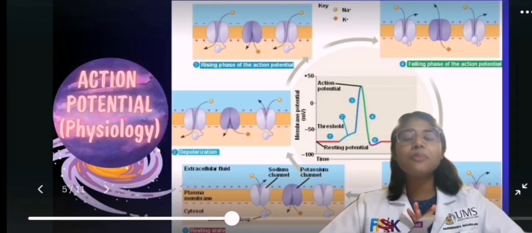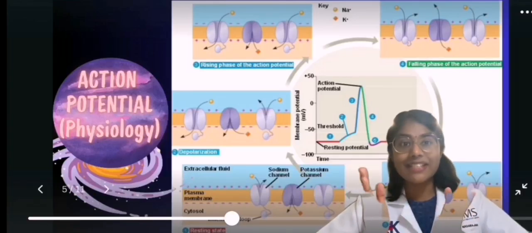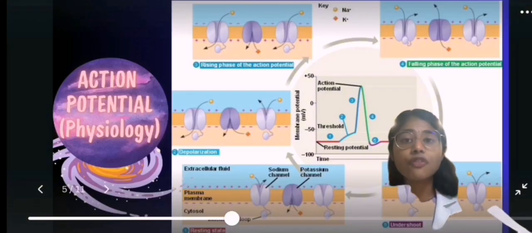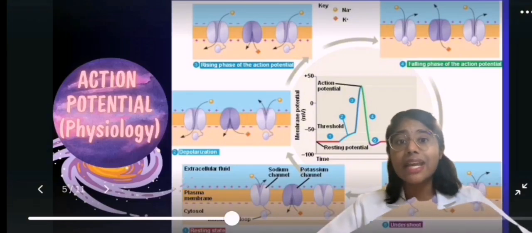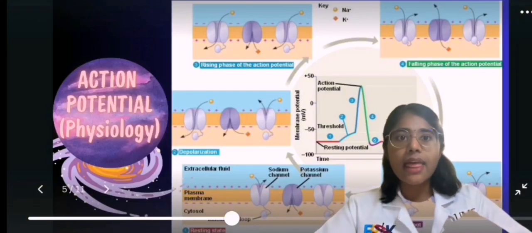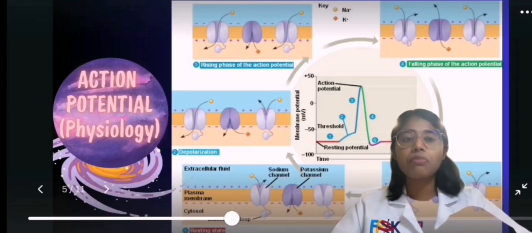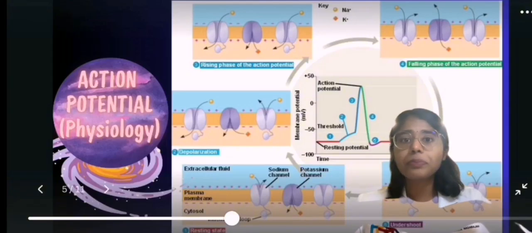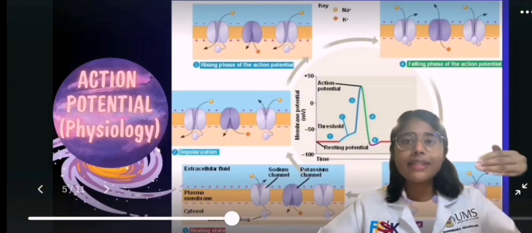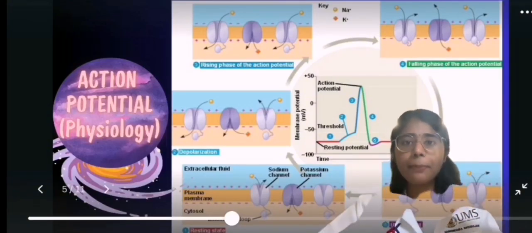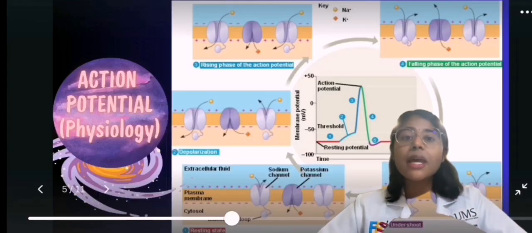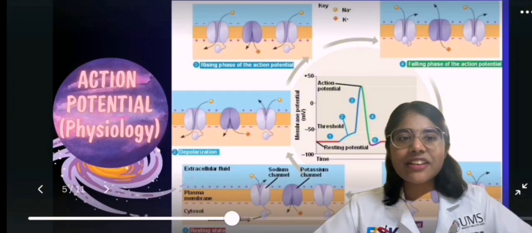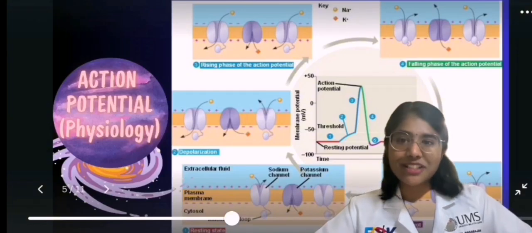Next, we have repolarization. The potassium channels open and the potassium ions flow out of the cell, restoring the negative charge inside. And then we have the potential returning to resting potential, which means the neurons reset using the sodium-potassium pump, which restores the ion balance, bringing the neuron back to its resting potential. So that's all for action potentials.